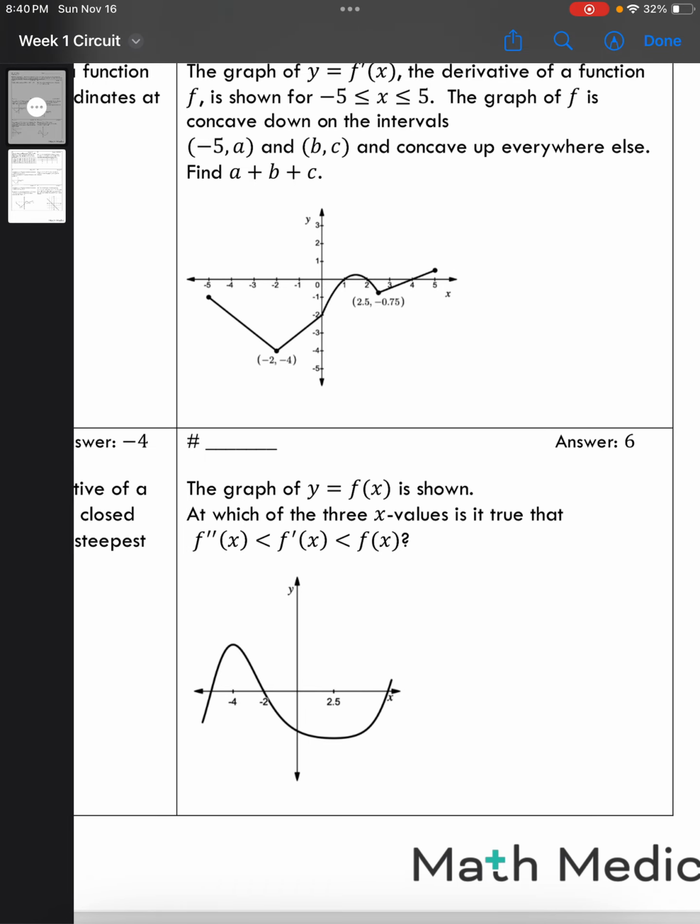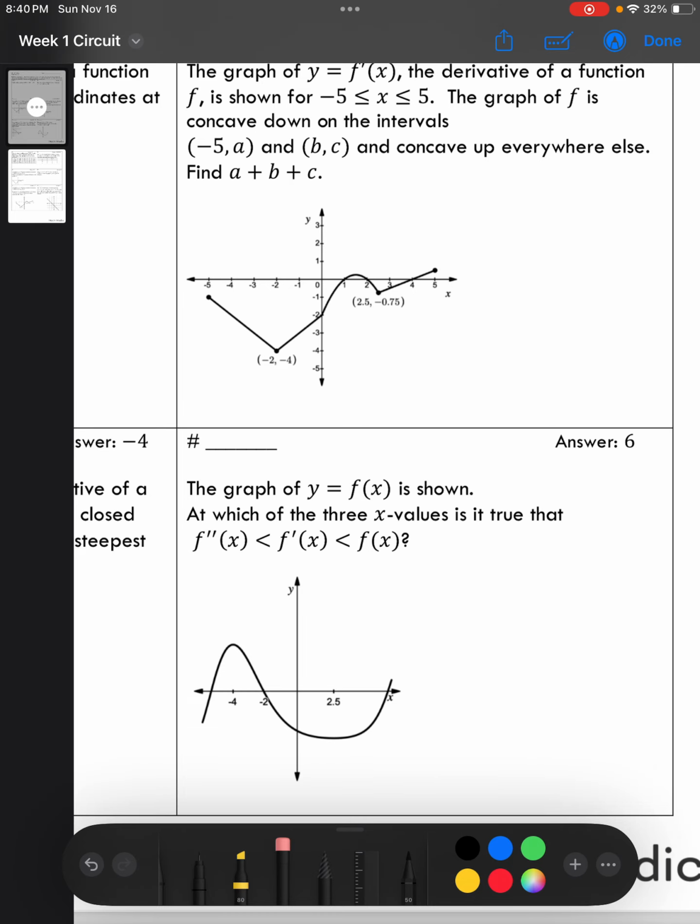So basically, we need to find where f double prime of x is less than f prime of x, which is less than f of x, given that this is f of x. So let's test a couple points. If we test this point at x equals -4, f of x is positive, right? So f of -4 is positive. Let's write that. f of -4 is positive.